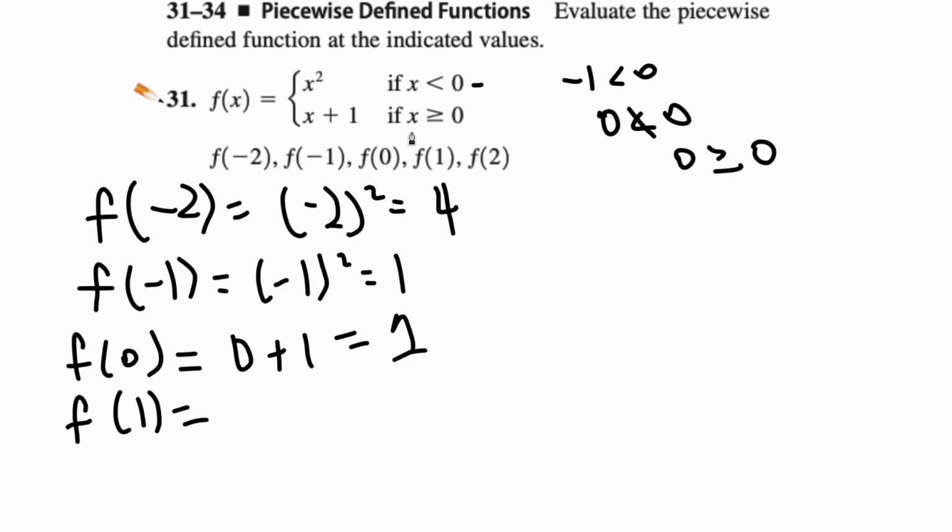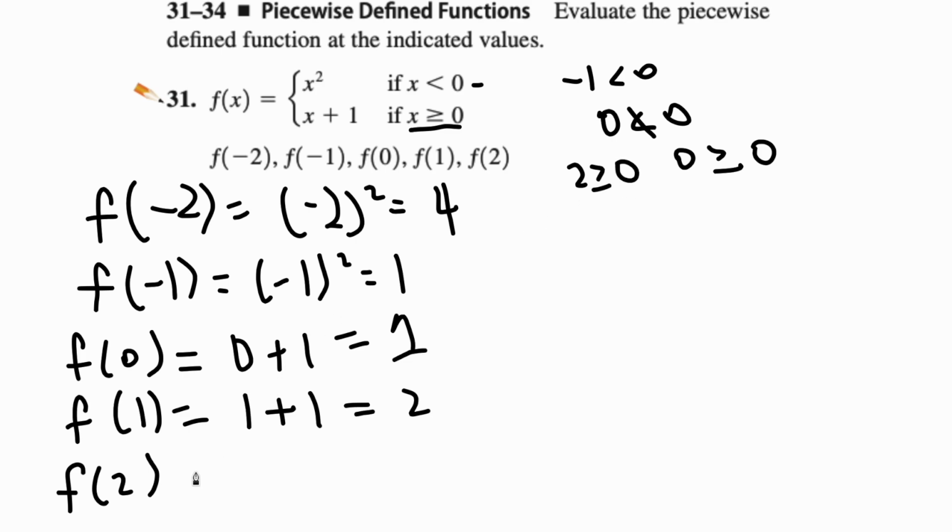1 is greater than or equal to 0. So we do the second equation. It'd be 1 plus 1, which would equal 2. Lastly, let's do f(2). We'd use the second equation again because 2 is greater than or equal to 0. So we do 2 plus 1, which would equal 3.